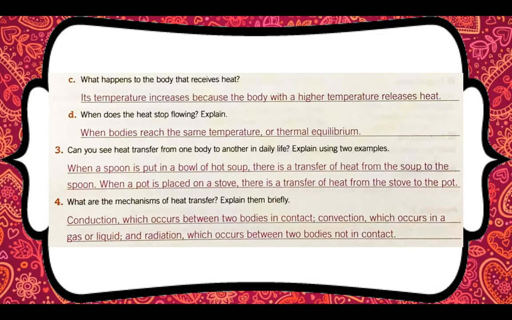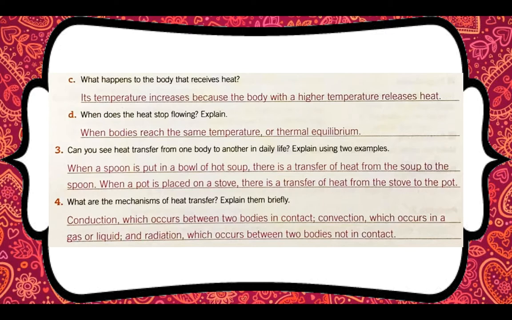Can you see heat transfer from one body to another in real life? Explain using two examples. When a spoon is put in a bowl of hot soup, there is a transfer of heat from the soup to the spoon. When a pot is placed on a stove, there is a transfer of heat from the stove to the pot.